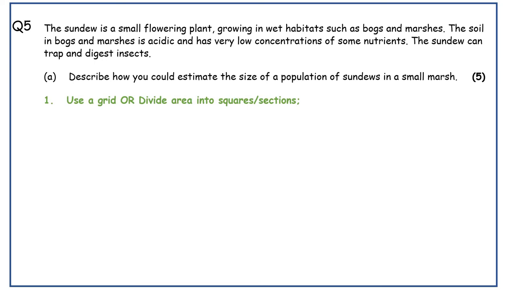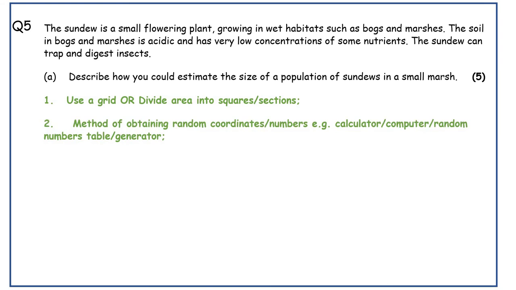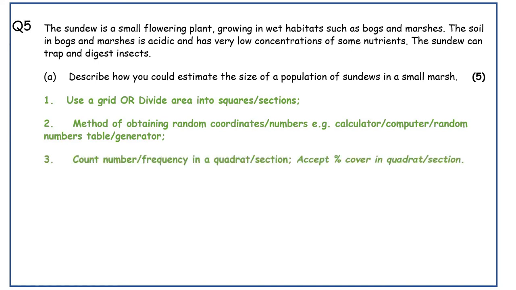So you would use a grid or divide the area into squares. You would use a method of obtaining random coordinates, like a random number generator. You would count the number or frequency in a quadrat.